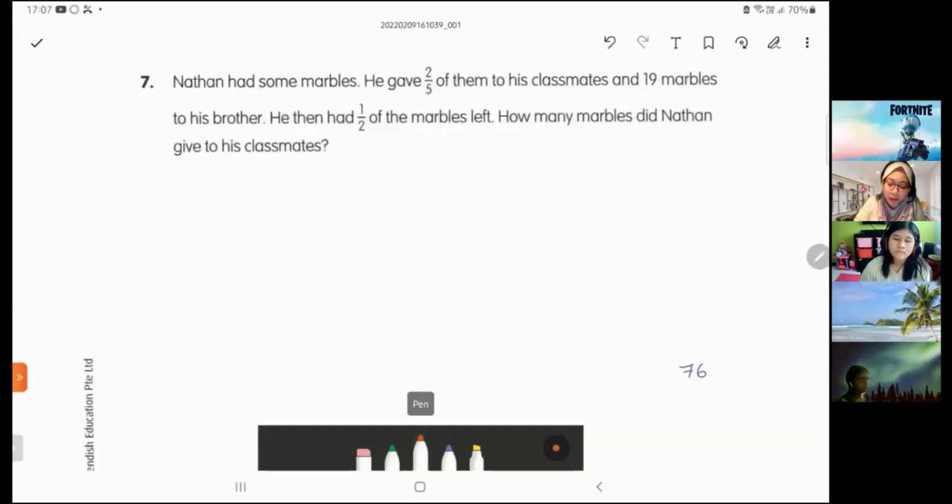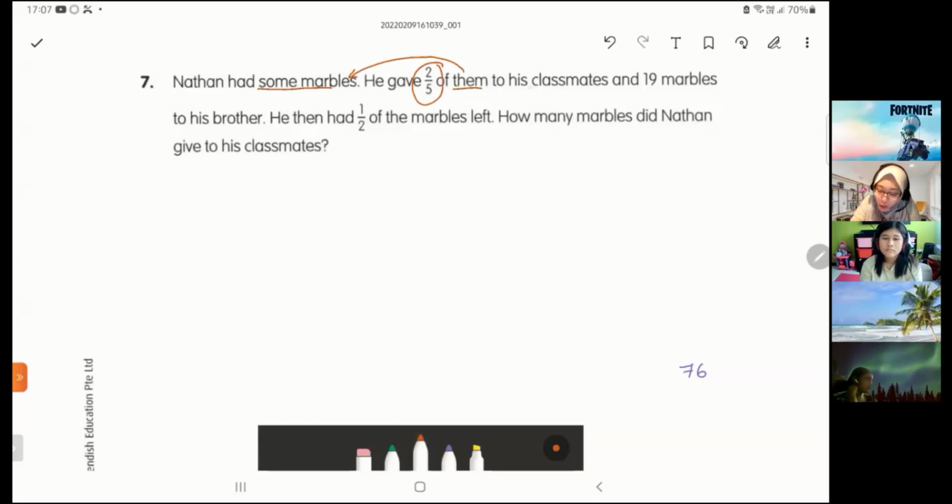Nathan had some marbles. I do not know how many, but I know that he gave 2/5 of them. These 'them' refer to the marbles. To whom? To his classmates. And 19 marbles were given to his brother. After giving away all this to classmates and brother, he had half of the marbles left. How many marbles did Nathan give to his classmates?